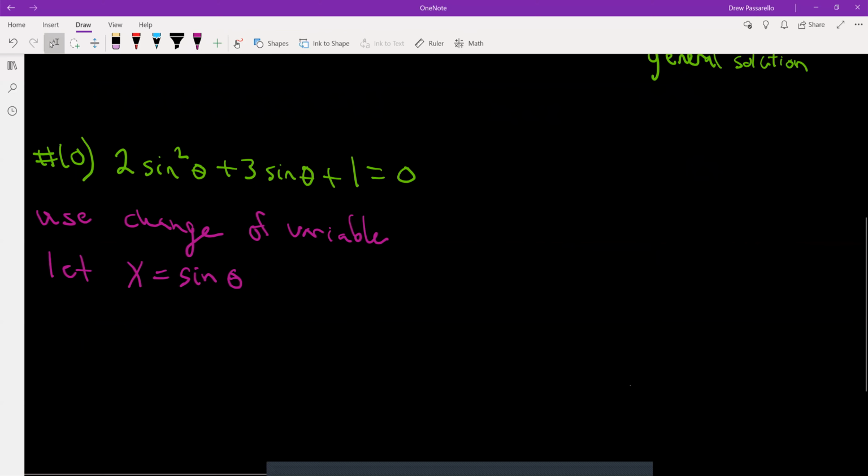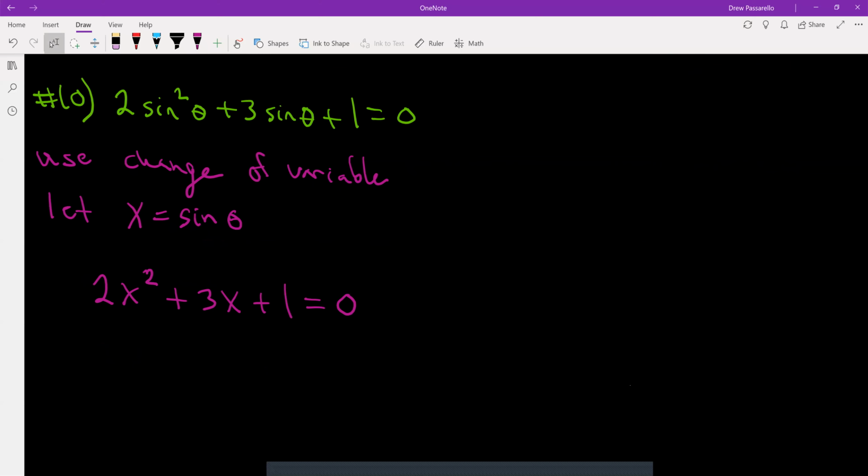That means this equation is going to be turned into 2x squared plus 3x plus 1 equal to 0. So I just replace sine theta with x. After I find x, I'm going to have to back substitute and find sine of theta. So after I get x, I need to get theta by applying what sine of theta is.